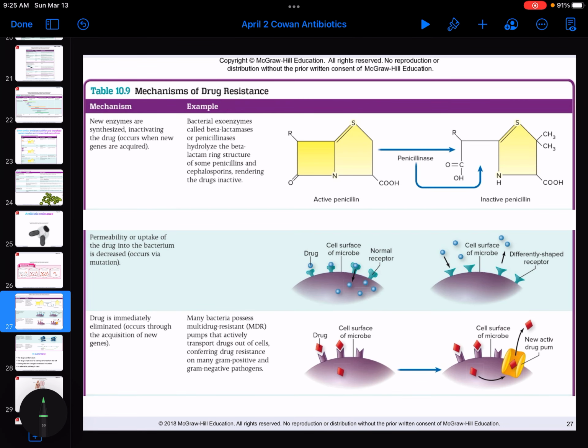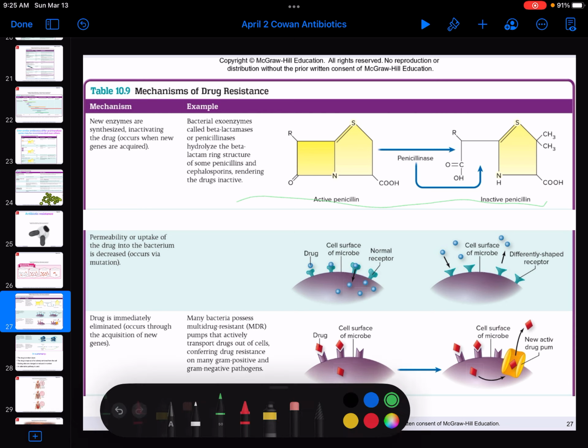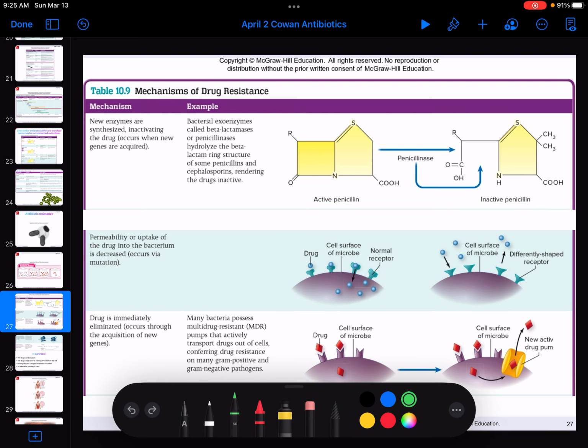So as I said, this can mean a variety of different things for bacteria in terms of what they're actually doing. You don't need to know all these, but they can be modifying the chemical structure of the antibiotic, as we see here. So penicillin can be inactivated when bacteria have certain versions of genes for antibiotic resistance.